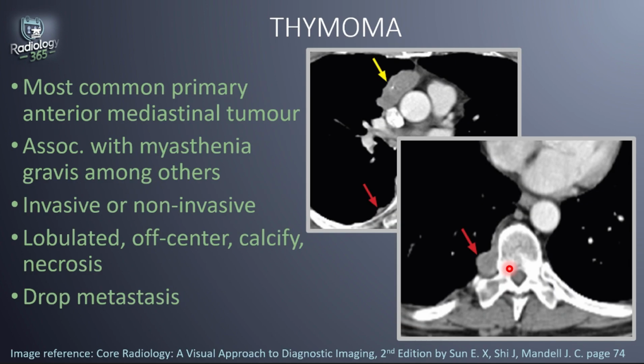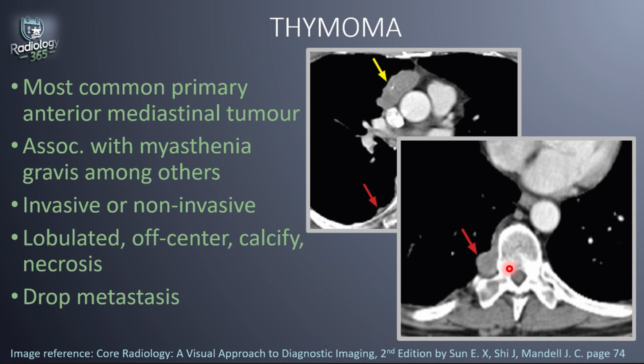A thymoma is the most common primary tumor of the anterior mediastinum, and typically it occurs in middle-aged or older individuals between 35 and 60 years. Thymomas are associated with myasthenia gravis, where approximately 33% of patients with thymoma have myasthenia gravis, and approximately 10% of patients with myasthenia gravis have a thymoma. In addition to myasthenia gravis, thymomas are also associated with other diseases including red cell aplasia, hypogammaglobulinemia, and other paraneoplastic syndromes.